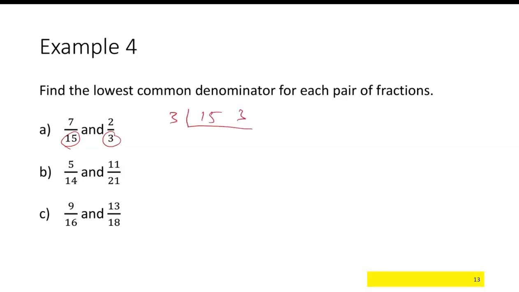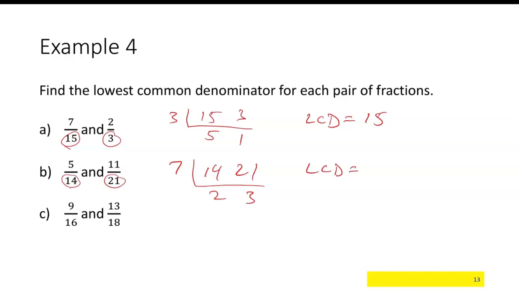So I can pull out a 3, and I'll be left with 5 and 1. And I can see that my least common denominator is going to be 15. 3 times 5. For the next one, my denominators are 14 and 21. Those are both divisible by 7, and I'll be left with 2 and 3. So my least common denominator here would be 7 times 2 times 3, which is 42.